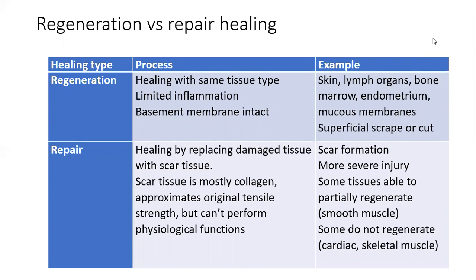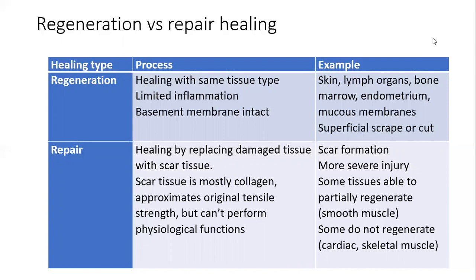It's like when you get a little cut in your finger or something and it just heals up and there's no scar formed. Tissues that can do this are skin, lymph organs, bone marrow, endometrium, mucous membranes. An example is a superficial scrape or cut.